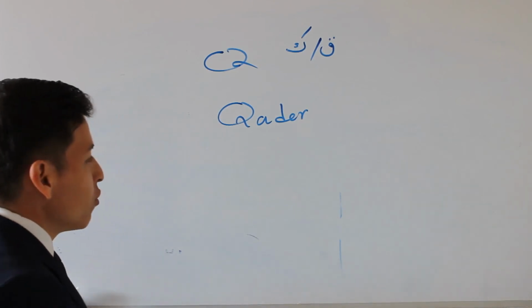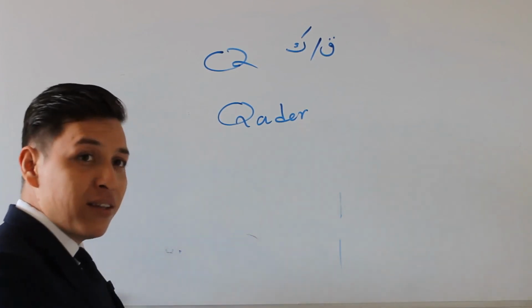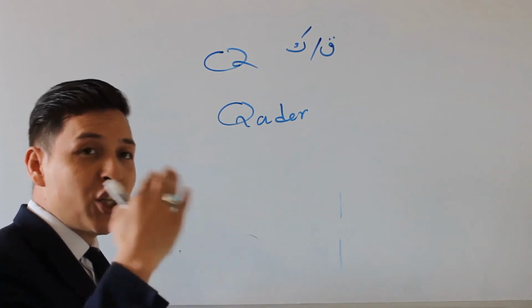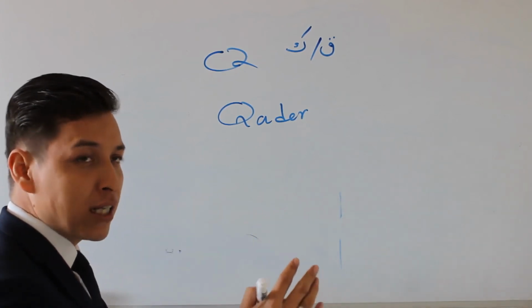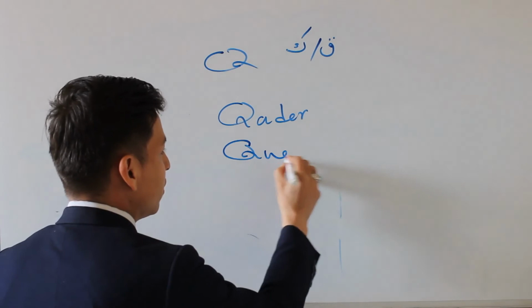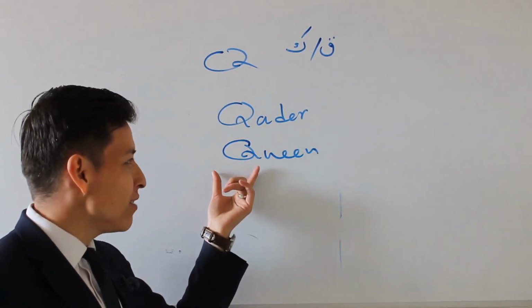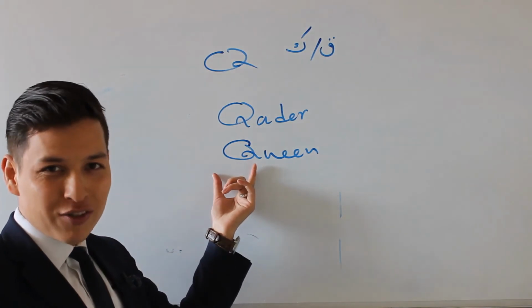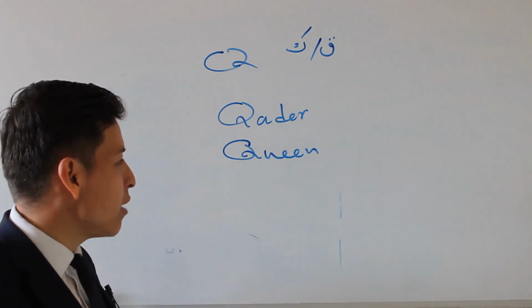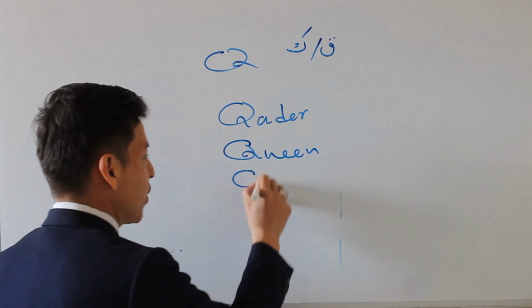So why do I say this? Because I want to give you some examples that Q has the sound K, like queen. If we just read it like Afghans, it will be with the Qaf sound. So it's not that, it's queen. That's why it has the sound K. Or we have question.